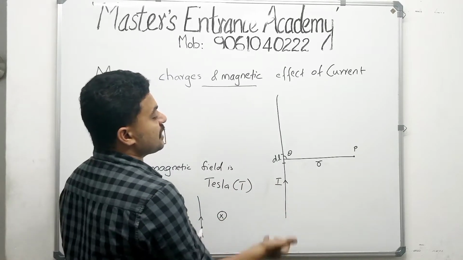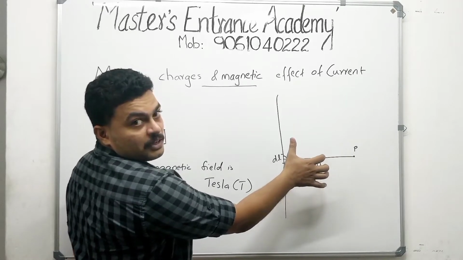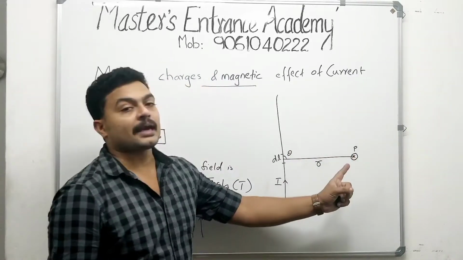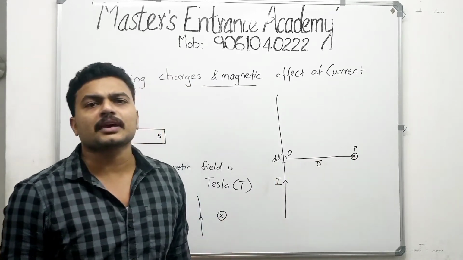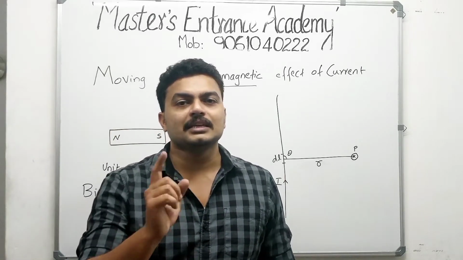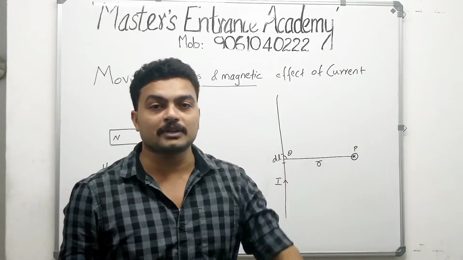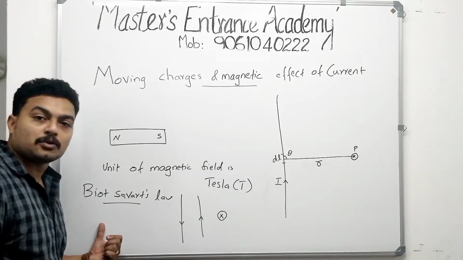When current is in this direction, what is the direction of magnetic field? This is the direction of magnetic field. So here the magnetic field is into the board. Next, we have to calculate the value of the magnetic field, that is, the intensity of the magnetic field. We know the direction is into the board. The value is defined by Biot-Savart's law.